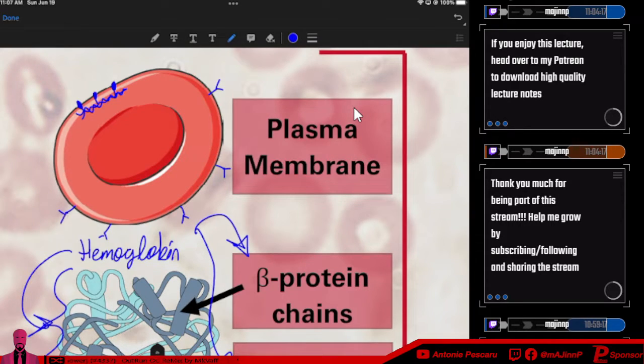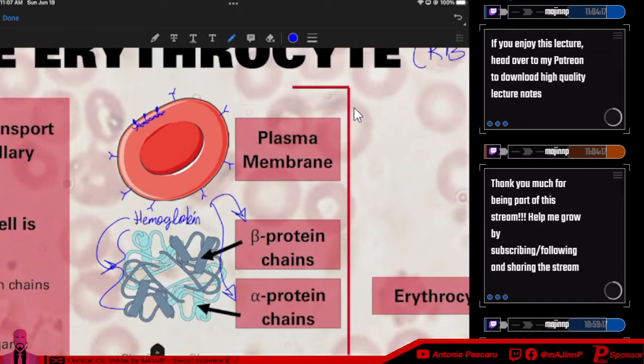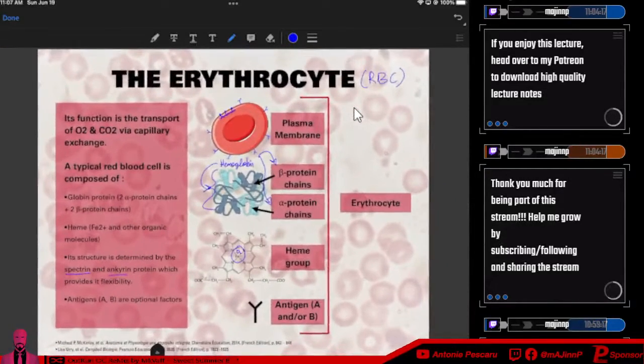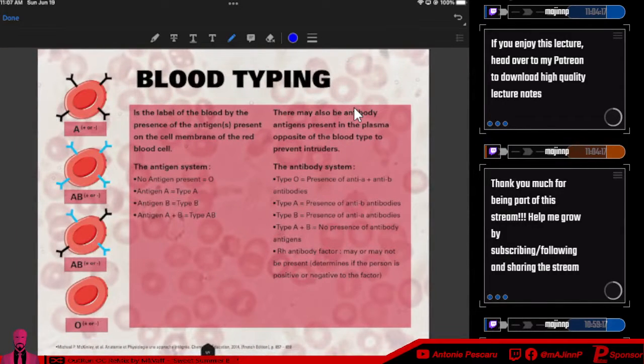And that's actually going to be our next slide. We're going to talk about the different types of blood types right before we get into the life of the red blood cell. Now we get into blood typing right over here. Blood typing is, in a nutshell, basically labeling blood, if I can put it like that. As you can see, you have different types of blood here.